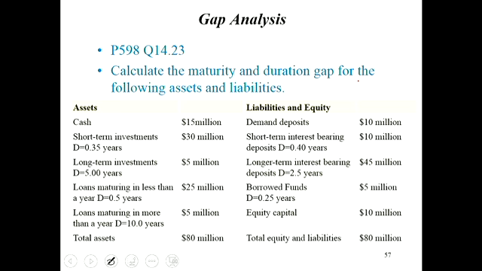I thought the duration of this portfolio is supposed to be weighted for every security in the portfolio. So, for example, if the short-term investment duration is 0.35, it's supposed to be multiplied by the percentage. That's why it's 30 divided by 80. Then that's the weighted duration. Then you just add them together.